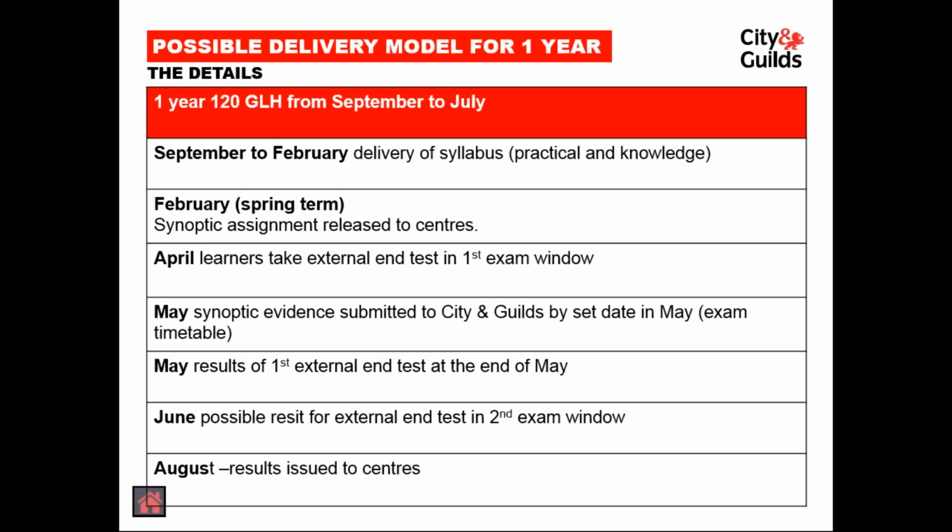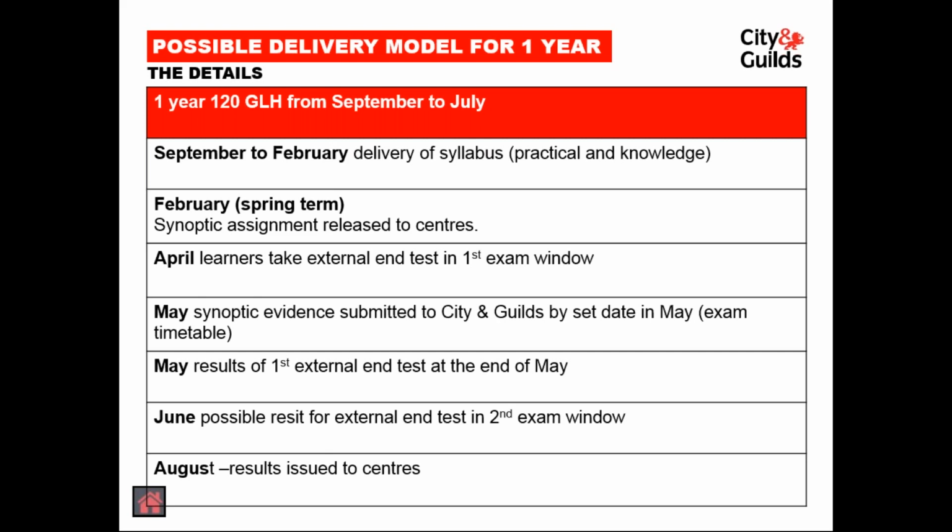Looking at a possible delivery model for Key Stage 4 over 1 year, I've put this together really to give you an idea of what a 1-year delivery programme could look like. So we could begin delivery in September, which will include the induction to the course. We could deliver all of the knowledge, including the practical skills, if they're required, until February, spring term. The synoptic assignment will be released to centres 12 weeks before, which will allow centres the time to prepare for this assessment.